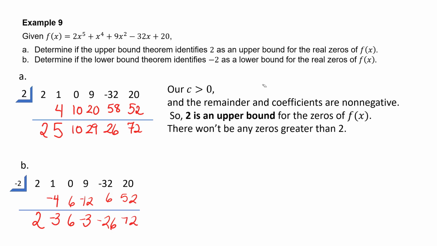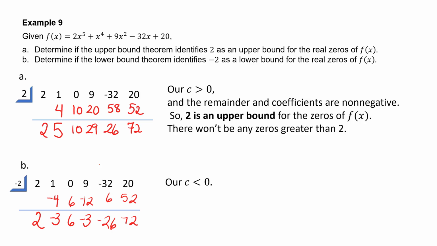So the lower bound theorem says if you're putting a negative number into that little bracket, the coefficients of the quotient and the remainder alternate in sign, with 0 being considered either positive or negative, depending on what you need, then c is a lower bound. So if you look, you can see that the signs on the coefficients do not alternate. They go positive, negative, positive, negative, negative, positive.